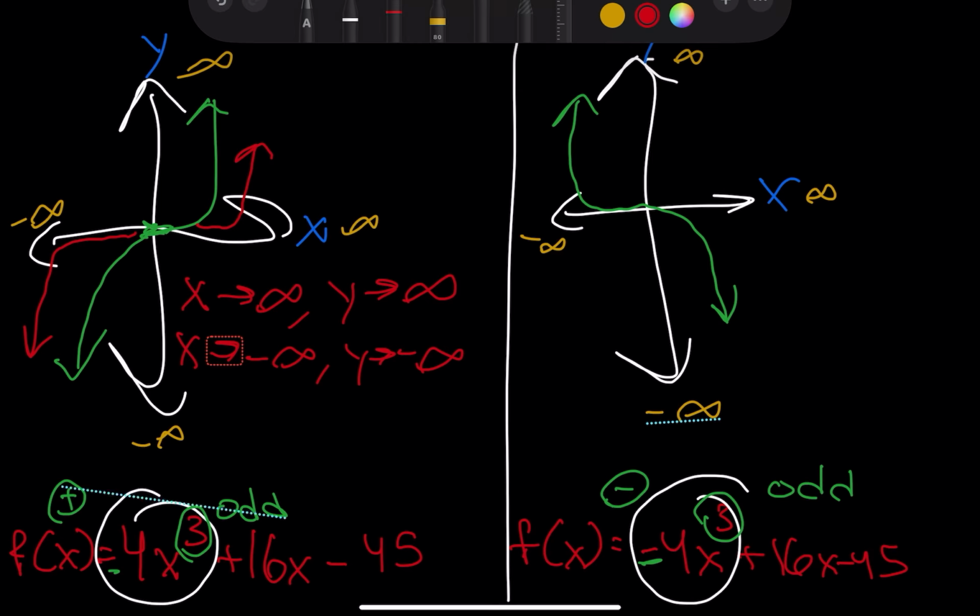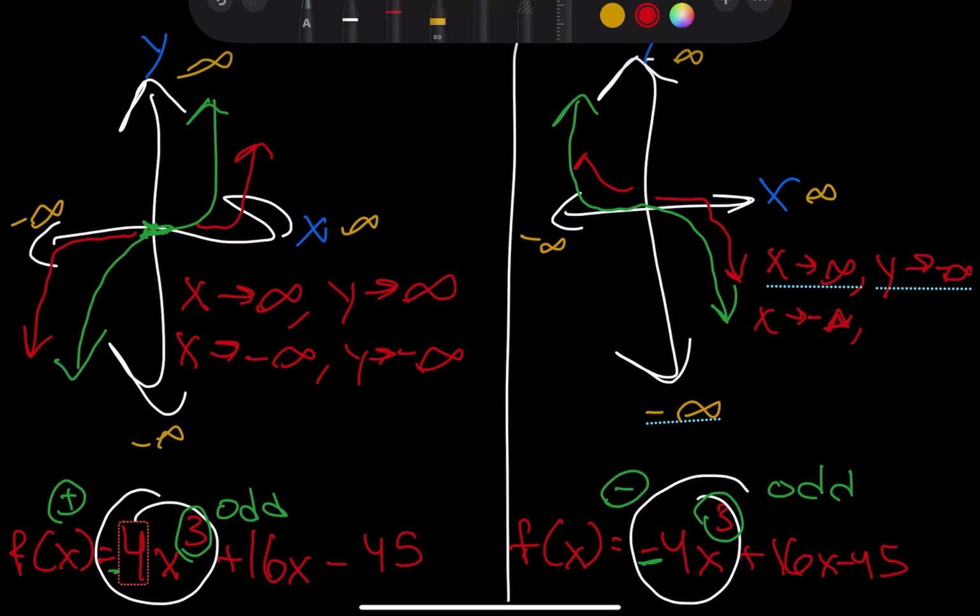Now for this one, as x is approaching positive infinity, it's going to go down to negative infinity. So your end behavior would be as x approaches positive infinity, y is going to approach negative infinity. And for this other side, as x approaches negative infinity, y is going to approach positive infinity. So that would be your end behavior there.